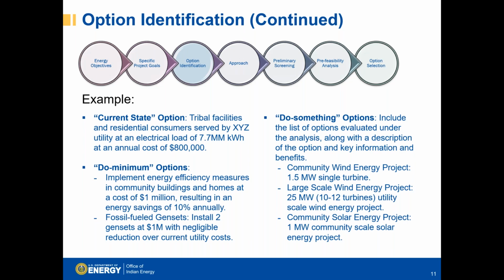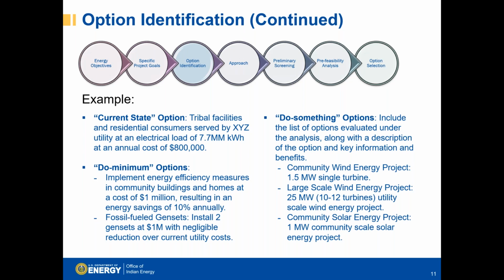For instance, in the current state option example, tribal facilities or residential consumers served by ABC utility with a load of 7.7 million kilowatt hours at an annual cost of $800,000. That's your current state. A do minimal option might be implementing energy efficiency measures in the community buildings and homes at a cost of $1 million, resulting in energy savings of 10% annually. Again, as you notice, these are pretty specific. Or installing 2 gensets at $1 million with negligible reductions over your current costs.